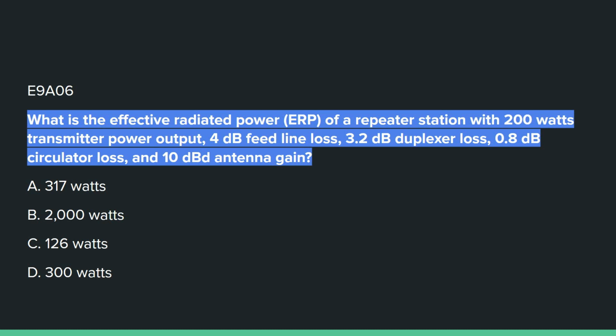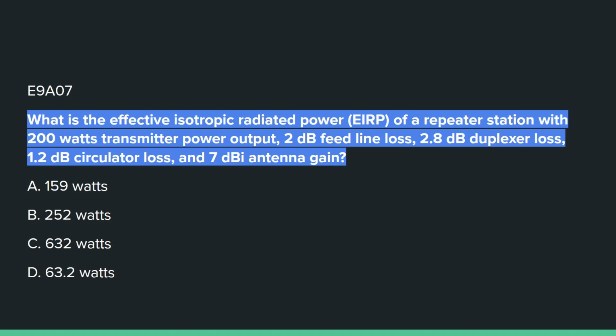E9A06, what is the effective radiated power of a repeater station with 200 watts transmitter power output, 4 dB feed line loss, 3.2 dB duplexer loss, 0.8 dB circulator loss, and 10 dBd antenna gain? A, 317 watts.